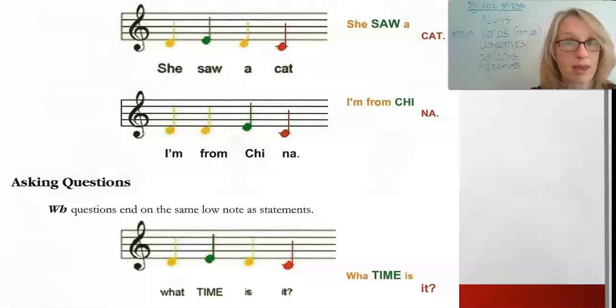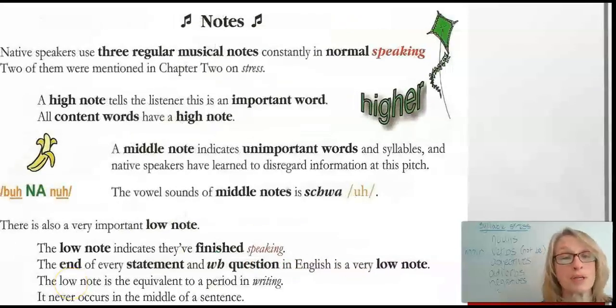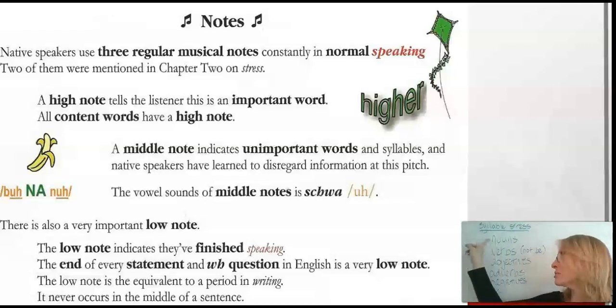So let's look at why exactly this is, and what does it mean when the voice goes down at the end of a sentence? As we saw, native speakers use three regular musical notes constantly in normal speaking. There's a high note on the stressed syllable of the important word. Those are content words, important words, or nouns, main verbs, not auxiliary verbs, not help verbs, and not the verb be, but a verb where you can actually imagine an action verb like walk, think, eat, drink. Those are all verbs that you can get a picture in your mind of somebody doing it.